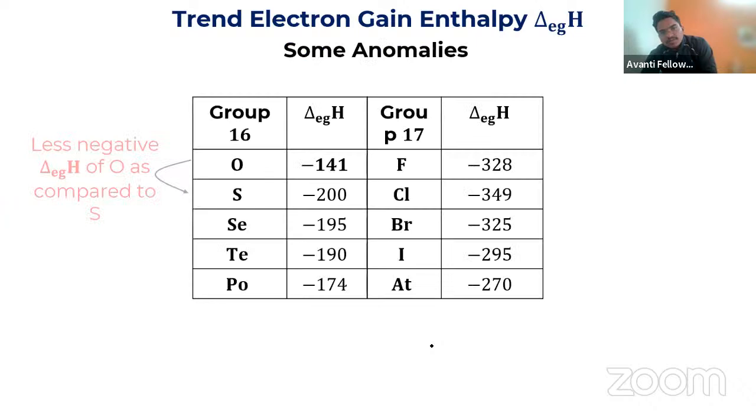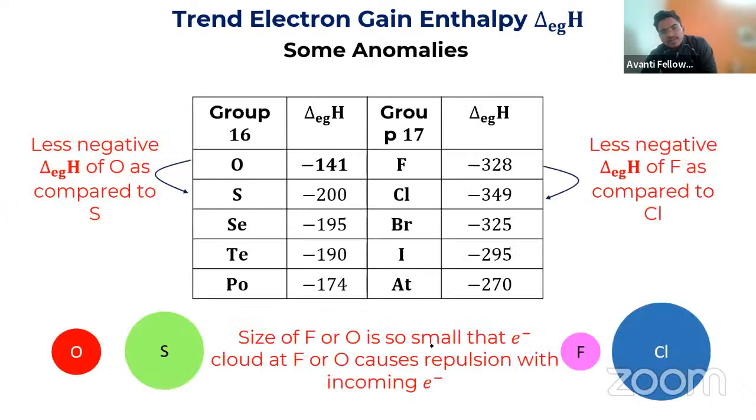Now some of the anomalies you can see here. What are some of the anomalies? Oxygen is having less electron affinity and fluorine is having less electron affinity than chlorine. That means in the second period and third period, between these two there are anomalies. What are those? That is the reason: small size and electron cloud repulsion is higher. So that is why this is exceptional.